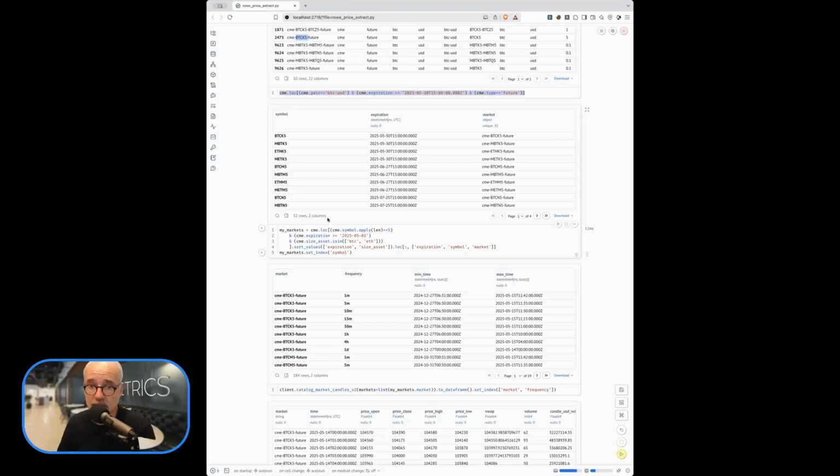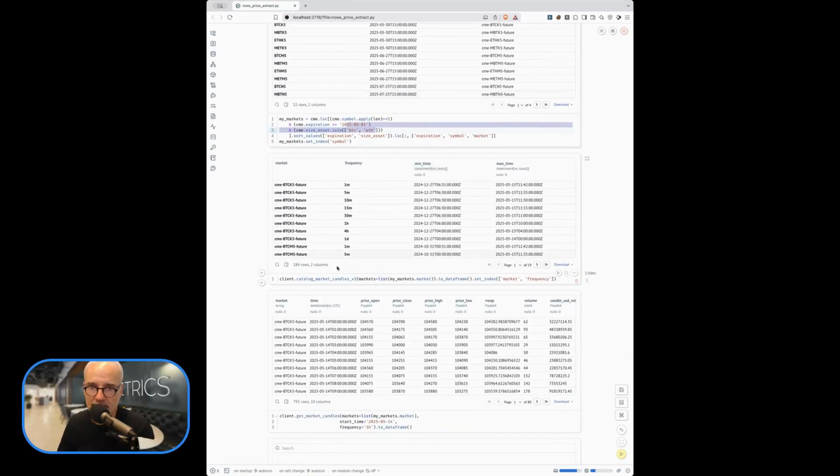So here now we have markets with 5-letter long symbols. So these are the simple futures expiring in the future. I'm looking at size assets BTC and ETH, and we look at availability here. So we have the expiration of the market.